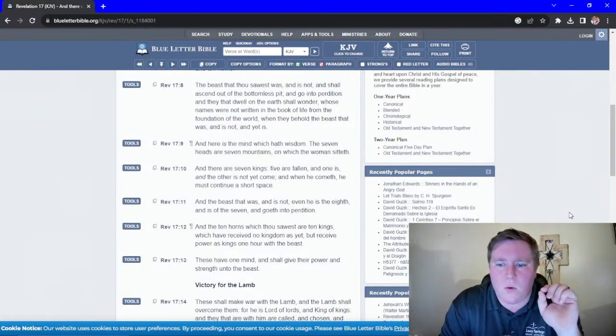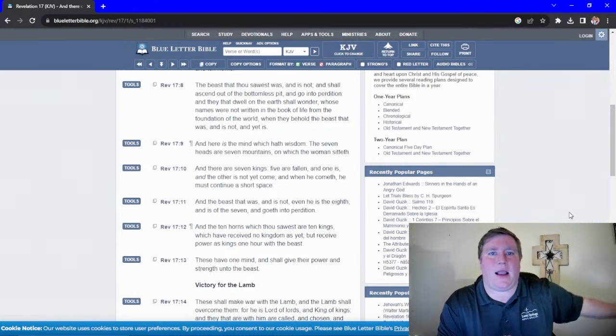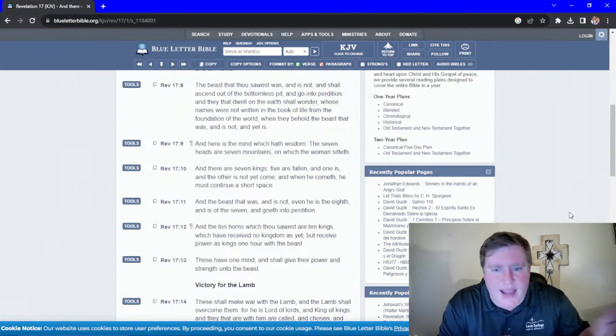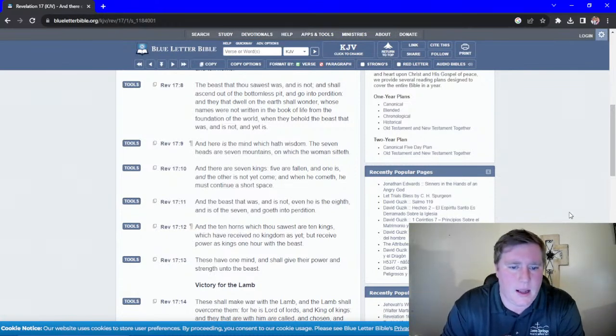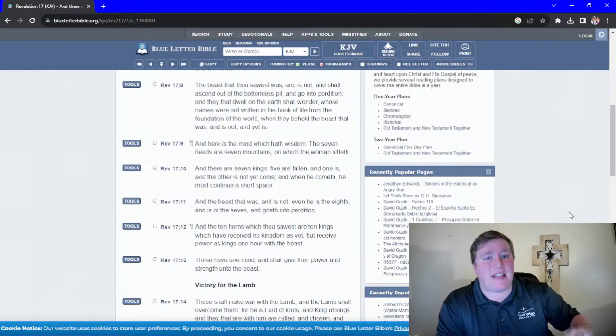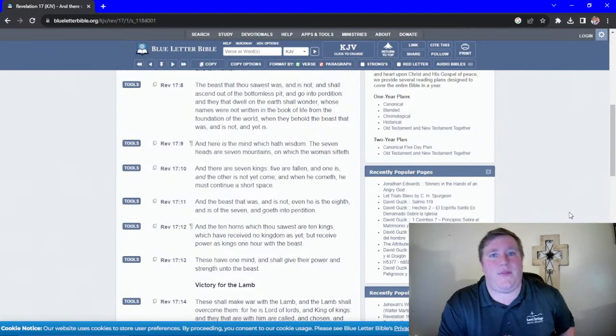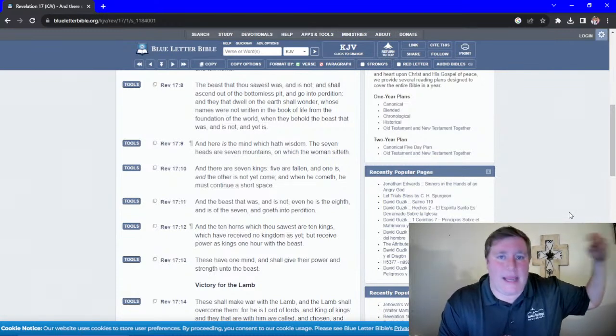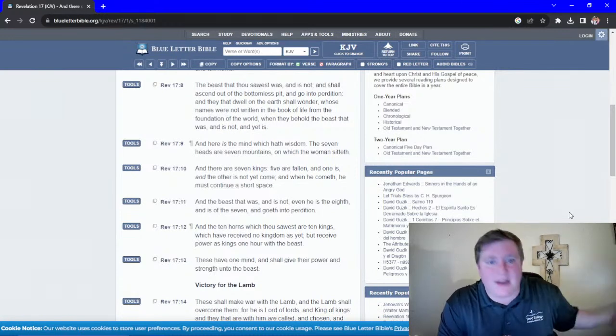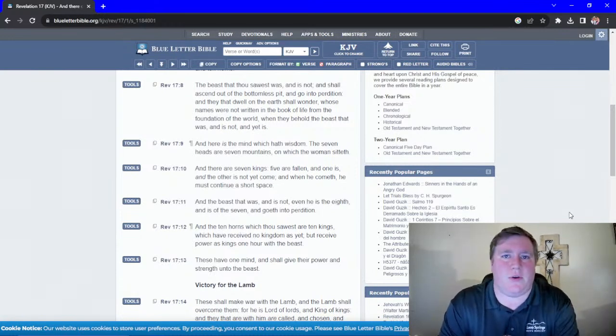And so he must continue a short space. Well, after the Battle of Tours, the Muslim empire is pushed back. It's stalemated for a long time. Then he says, and the beast that was, and he's talking about Islam here, and is not, even he is the eighth. So now we know that the seventh beast is the eighth beast. That's where he had the deadly wound. He was pushed back, couldn't advance anymore, but he was healed.